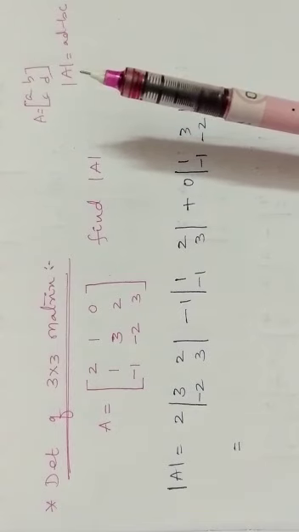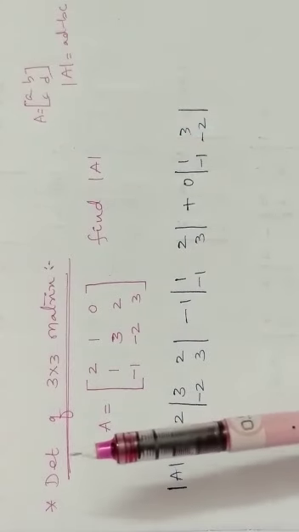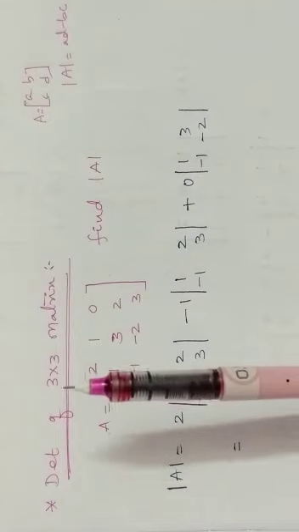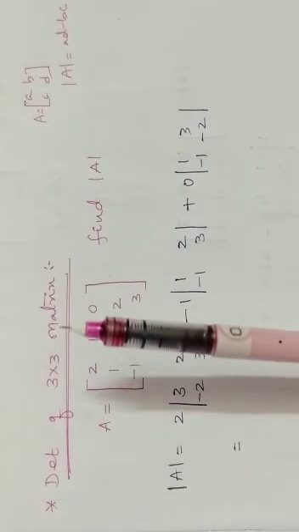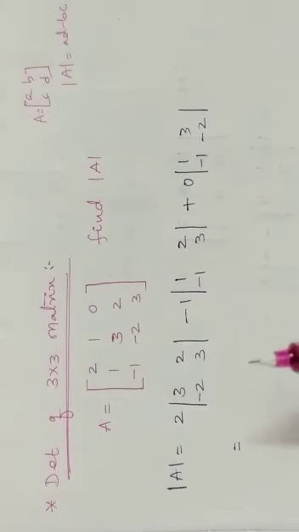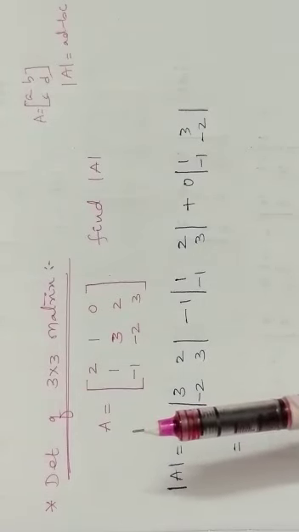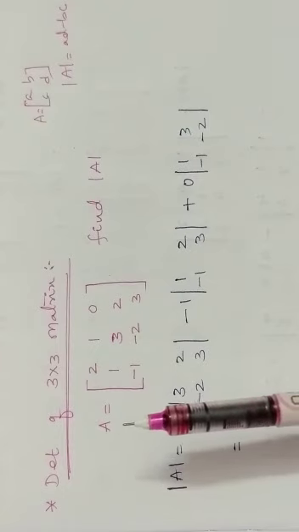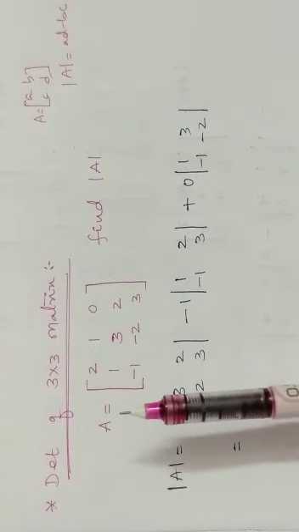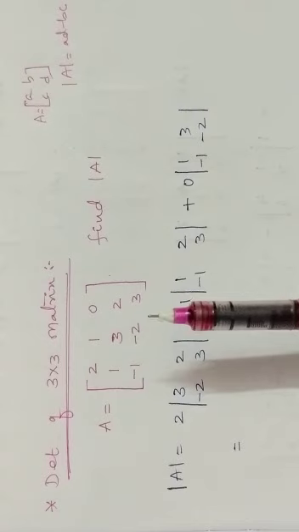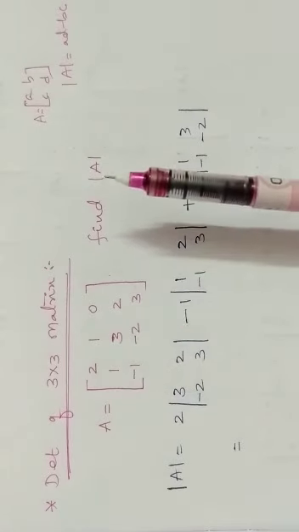Now, how to find the determinant of a 3 by 3 matrix? We try to do it with an example. A equal to a 3 by 3 matrix. Find det A.